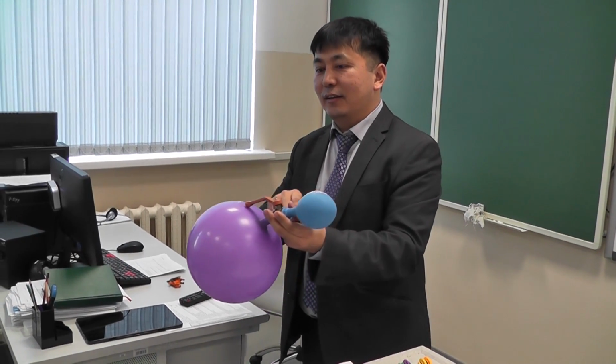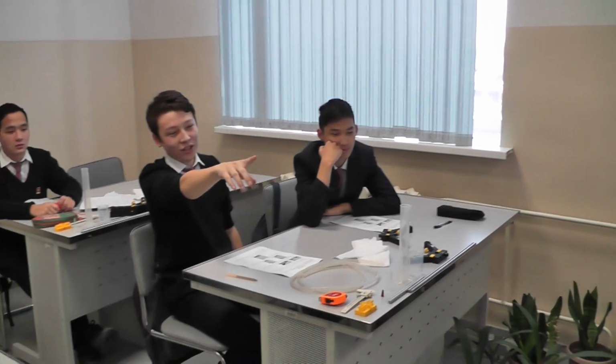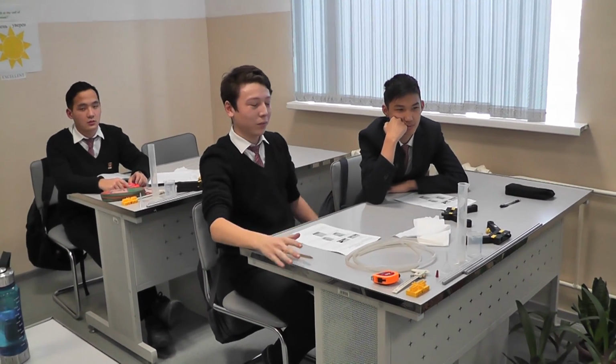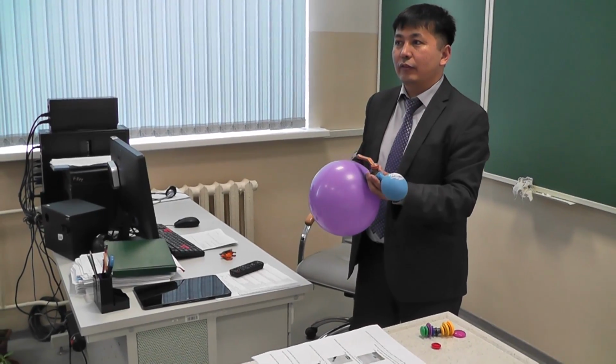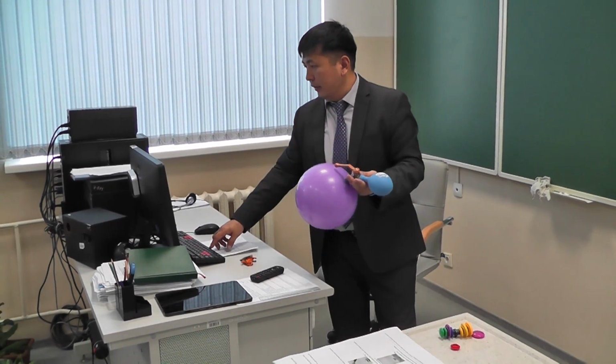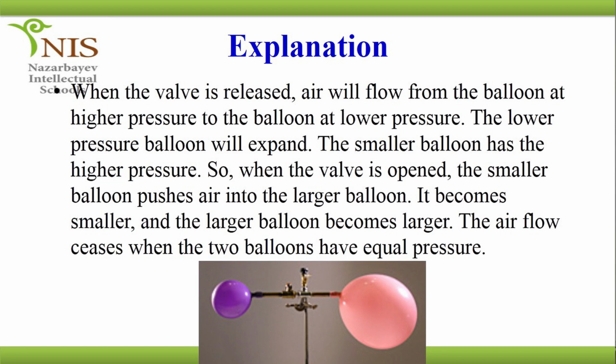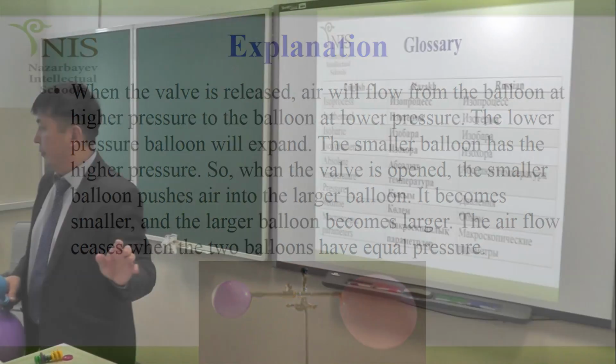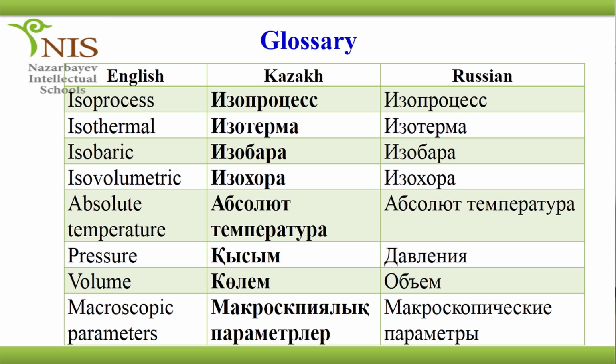You see? Why? Because we have a lot of pressure on the right side, and that's why when we are trying to make a balloon bigger, that's much harder than if it's already big. Well done. Any questions? There are explanations here. As we talked, you can read. Isoprocesses, isothermal process, isobaric, isovolumetric, absolute temperature, pressure, volume, and macroscopic parameters.